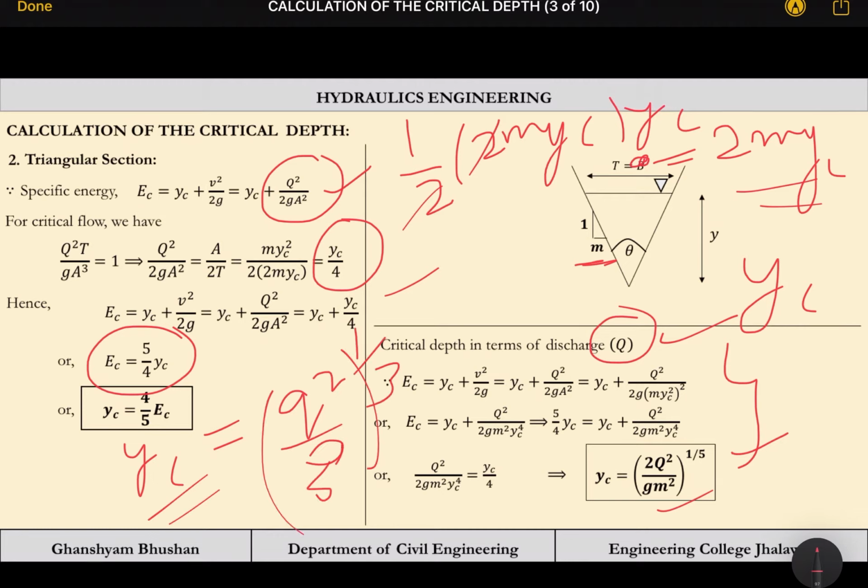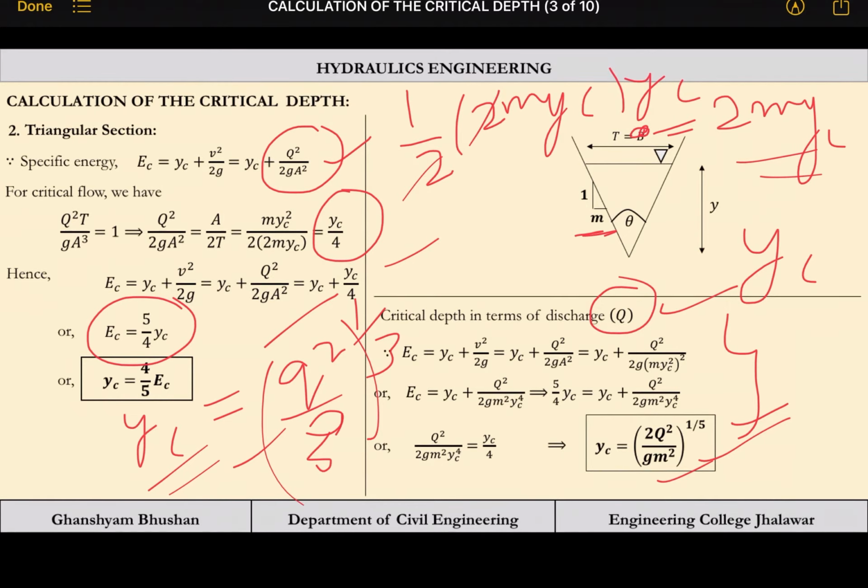If in the question the calculations are based on the critical depths, first you have to calculate from this formula. If it is a triangular section, use this value, or if it is a rectangular section, use this value. So in this manner you can calculate the values and easily use these equations in the questions.